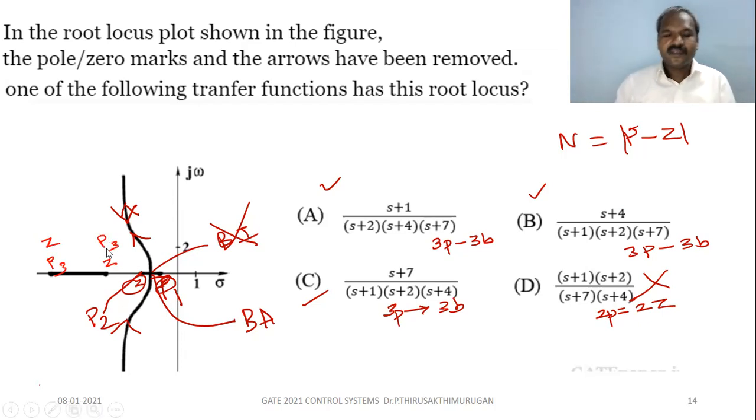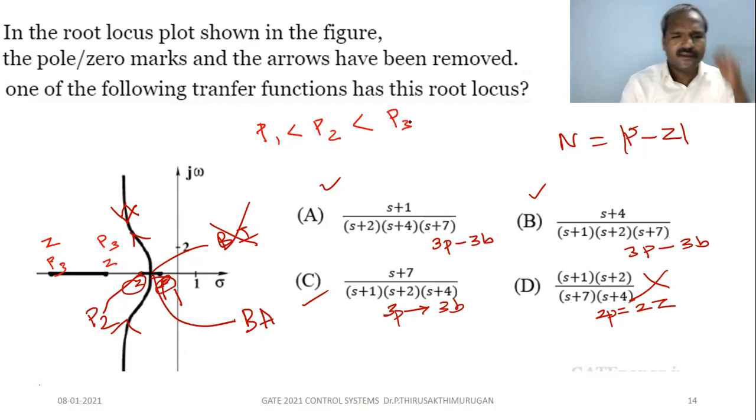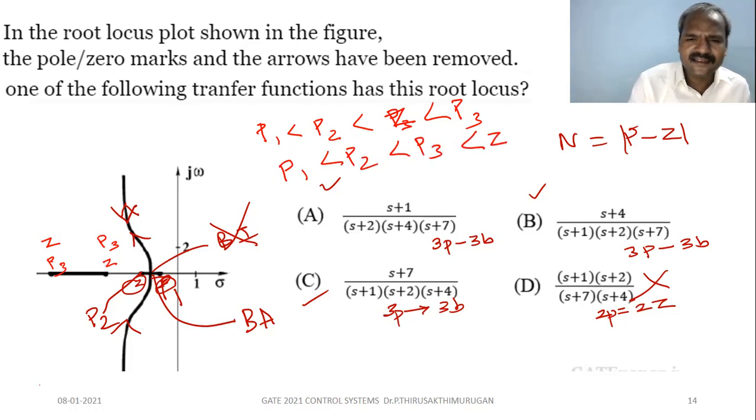Understand? So there is a choice. You know this, so P1 should be less than P2. These are the two choices. Please listen: P1 less than P2, then less than Z, then less than P3. That is one possibility. Another possibility is P1 less than P2, less than P3, less than Z. You just check this value.